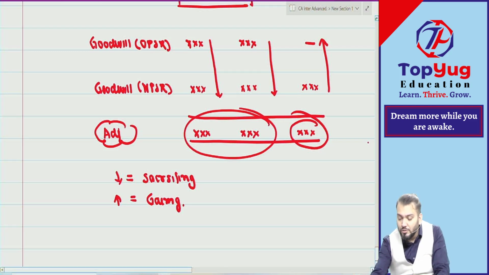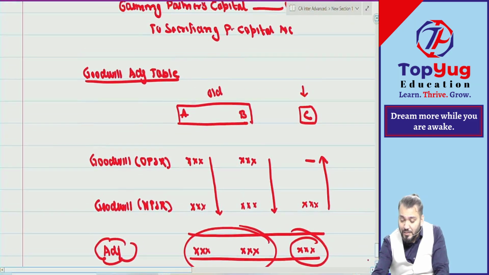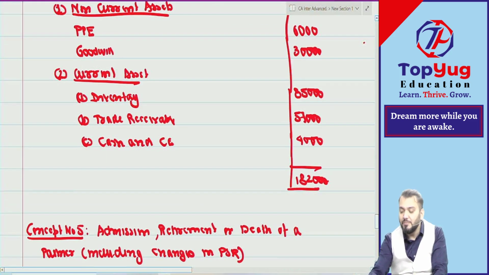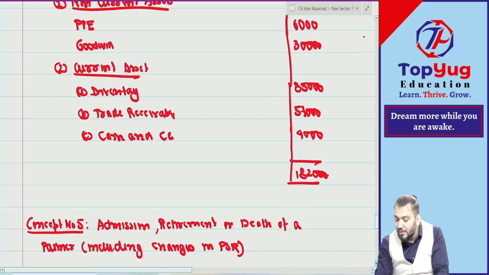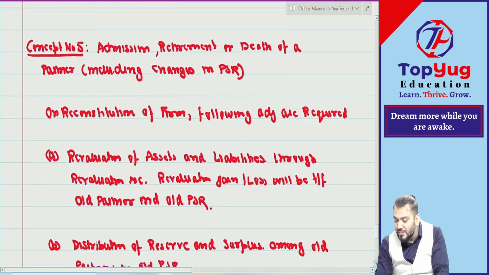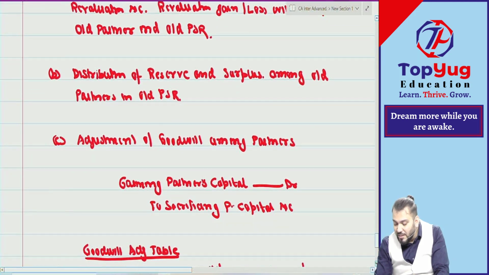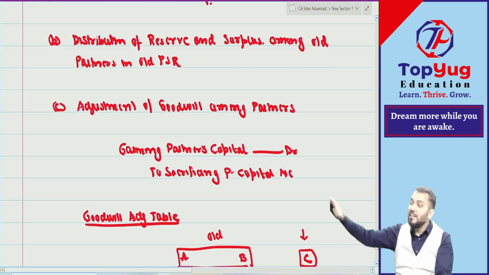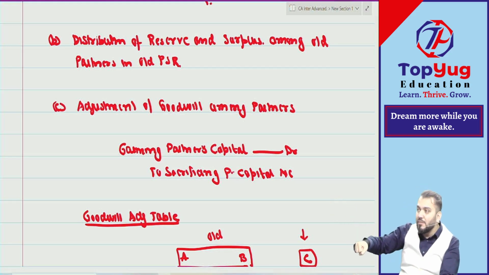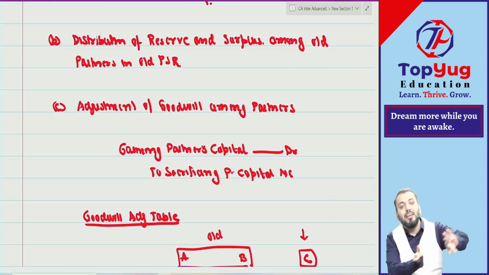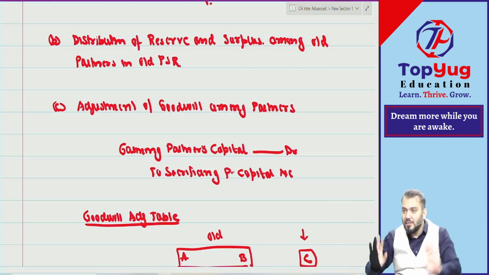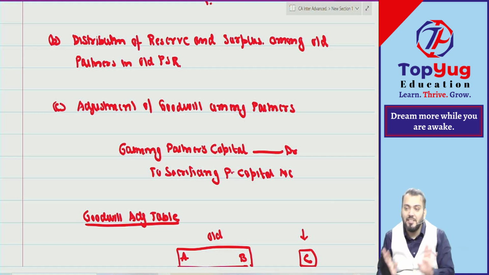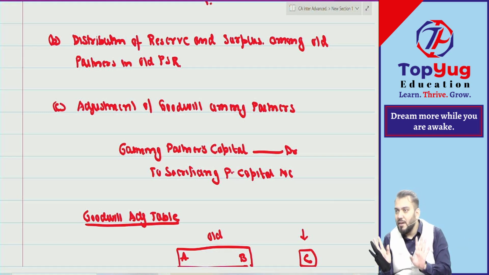So first we need to debit what? The gaining partner to the sacrificing partner. It means the gaining partner will compensate the sacrificing partner for the amount of goodwill. So the gaining partner will bring some cash for goodwill, and that cash can be withdrawn by the sacrificing partner. Correct? So the gaining partner will be debited and the sacrificing partner will be credited. Have you understood this point?